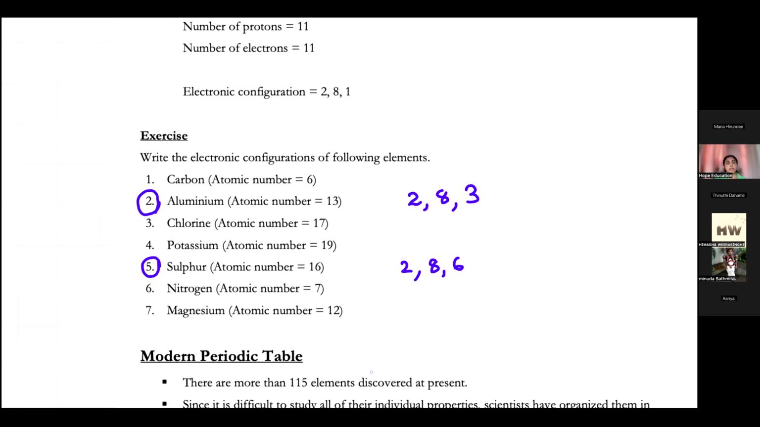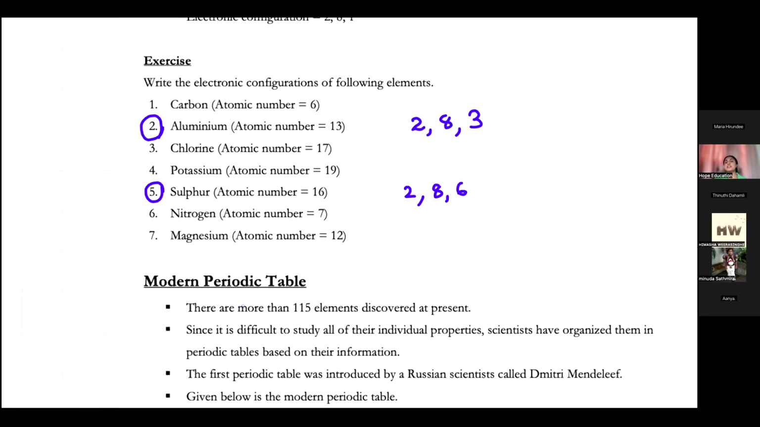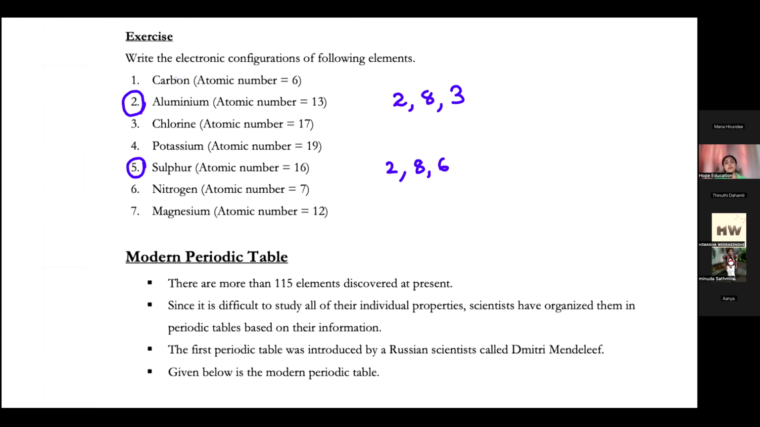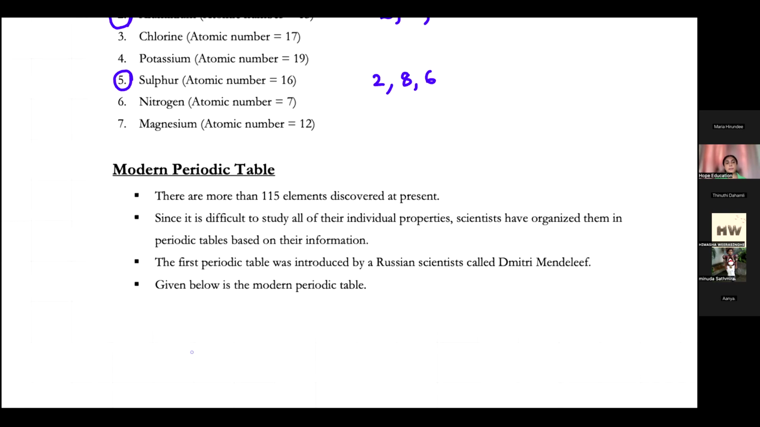Okay. So the rest of it also you can do as homework. Okay. So let's quickly move on to the next part, modern periodic table.